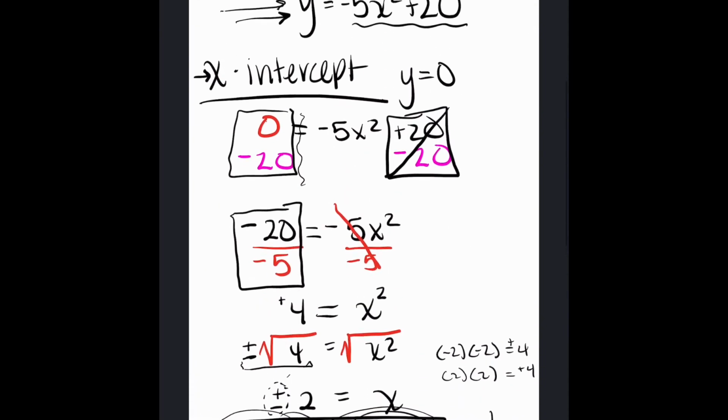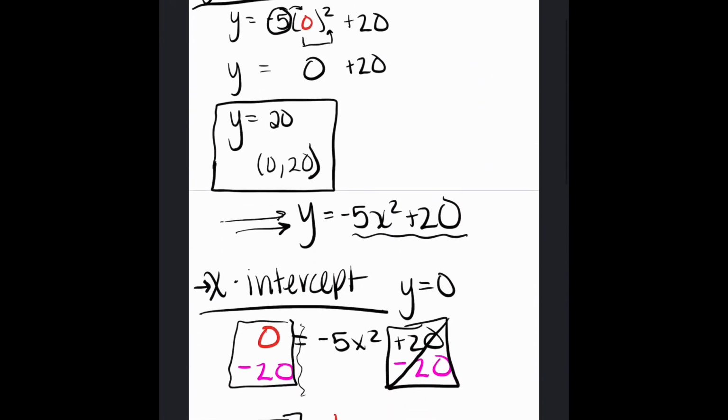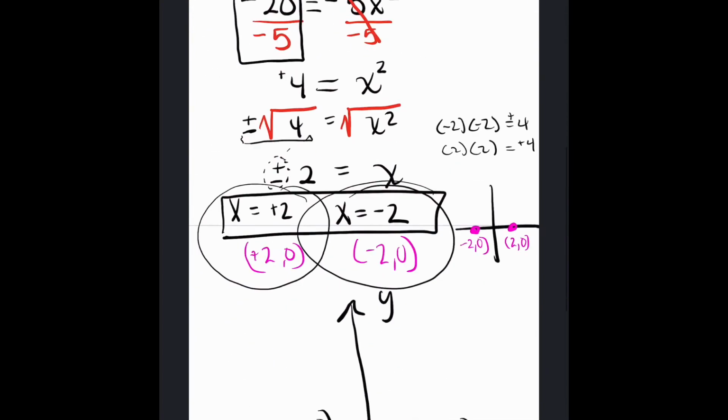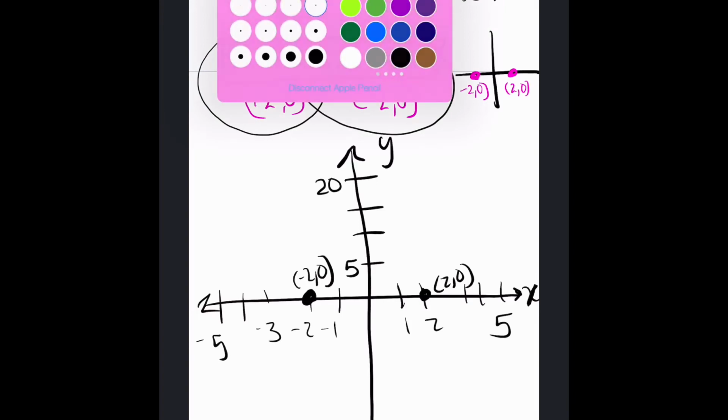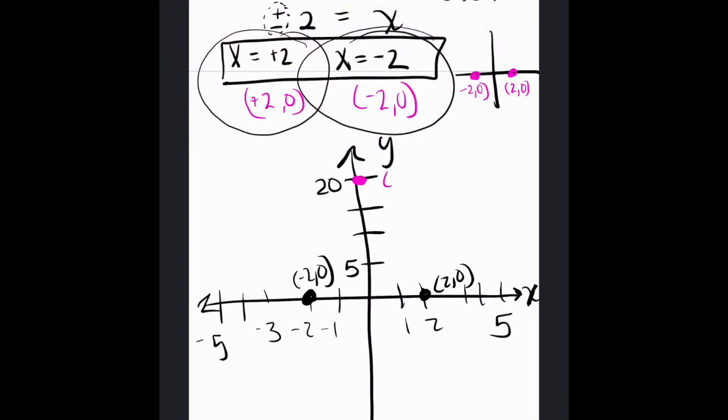My y-intercept, if we go back up to my y-intercept, was y equals 20. So that means I have to go up to 20 here. I'm going to count by 5s. 5, 10, 15, this would be 20 here. Over 0, up 20.